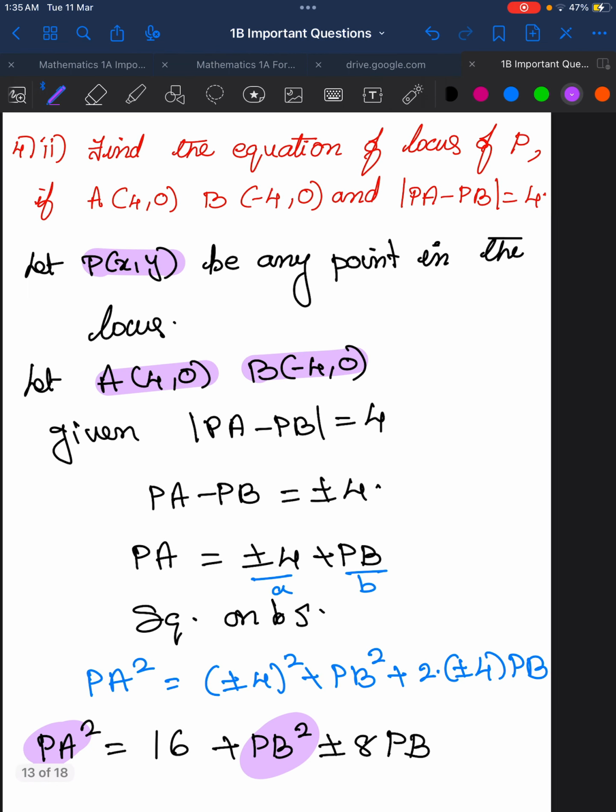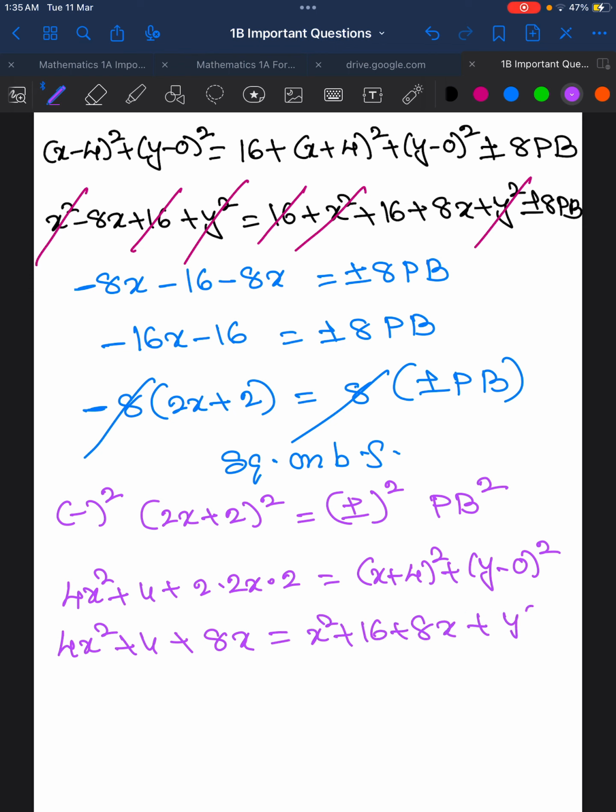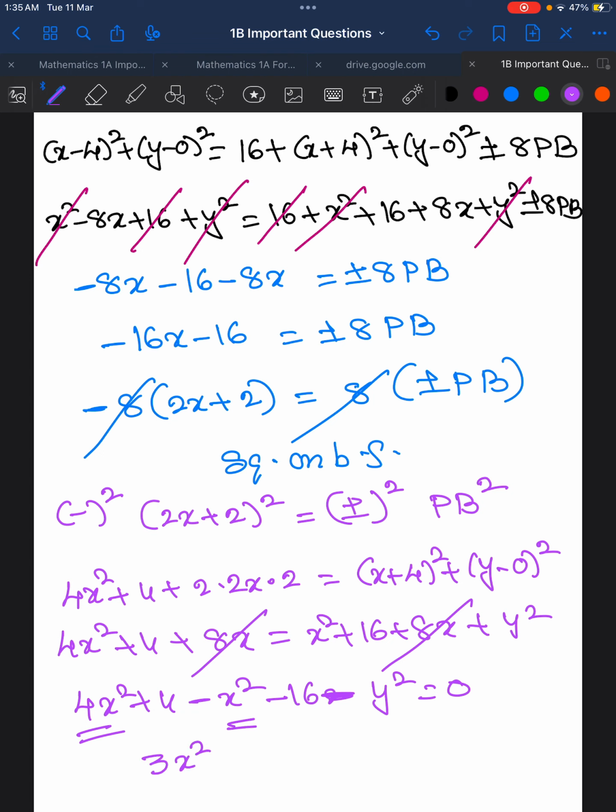x plus 4 whole square, y minus 0 whole square. x plus 4 whole square plus y minus 0 whole square. So you got 4x square plus 4 plus 8x here. If you take x square plus 16 plus 8x plus y square. Okay, 8x gone. 4x square plus 4 minus x square minus 16x minus 16 minus y square is equal to 0. 4x square minus x square, 3x square minus y square minus 12 is equal to 0.